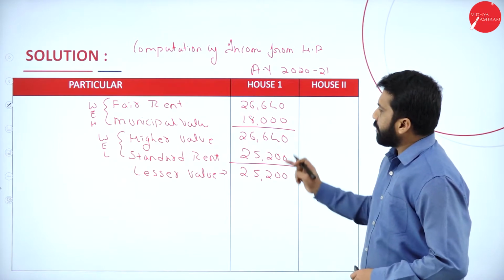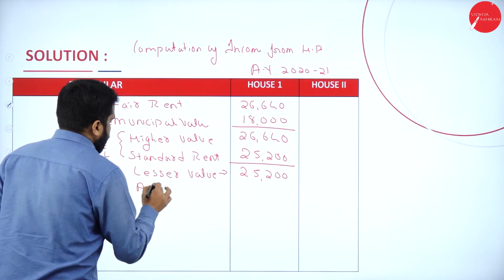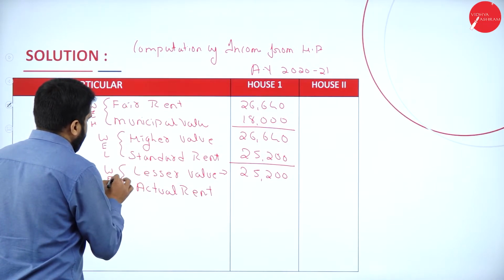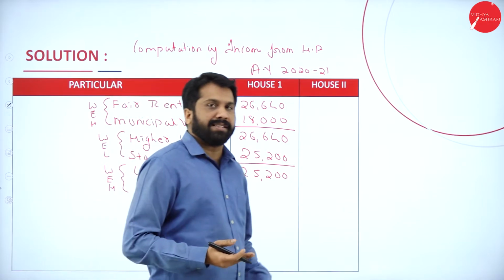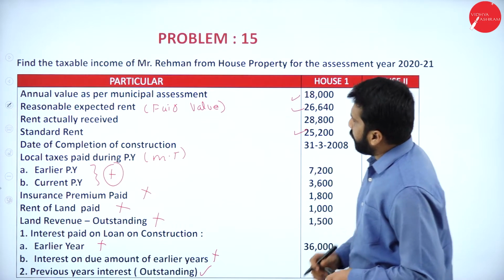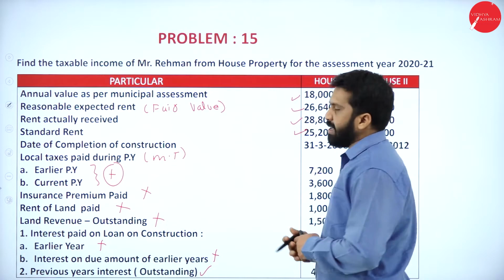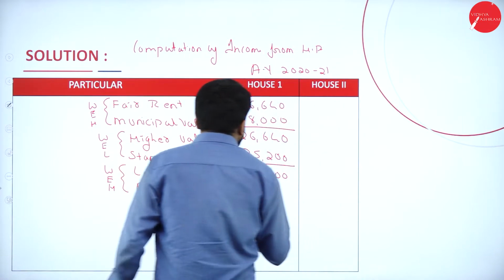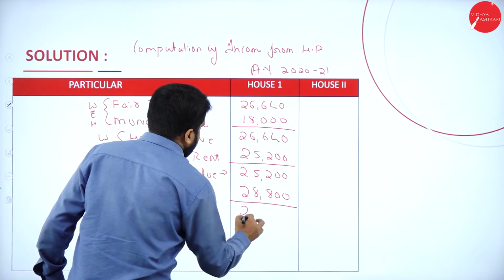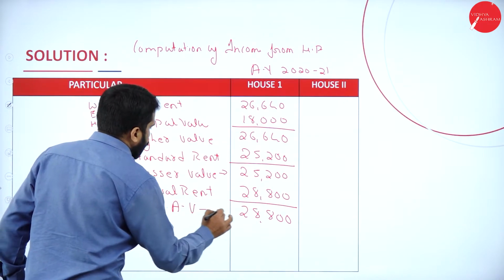Along with that, what happens? We have to compare your actual rent received. What is the actual rent? Whichever is higher. Your actual rent received is 28,800. We'll go for the higher of the above. Your answer is 28,800.